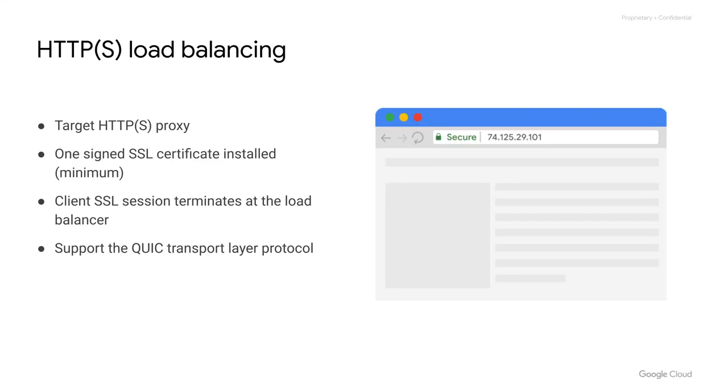An HTTPS load balancer has the same basic structure as an HTTP load balancer, but it differs in the following ways. An HTTPS load balancer uses a target HTTPS proxy instead of a target HTTP proxy. An HTTPS load balancer requires at least one signed SSL certificate installed on the target HTTPS proxy for the load balancer. The client SSL sessions terminate at the load balancer.